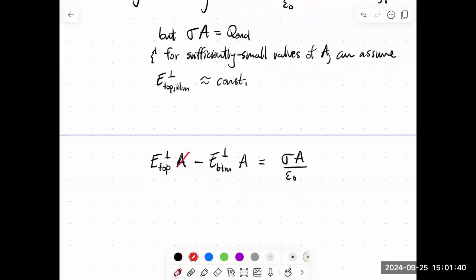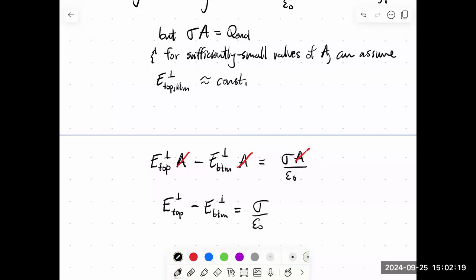And now we can cancel the A's, which is a nice thing, because we just went through this argument like, oh, I can make A smaller and smaller and smaller. Well, it turns out it doesn't matter how small I make the A, I'll always get the similar sort of conclusion that says the difference in the perpendicular components of the electric field at the top and bottom of this charged surface is determined by the charge density divided by some constant.